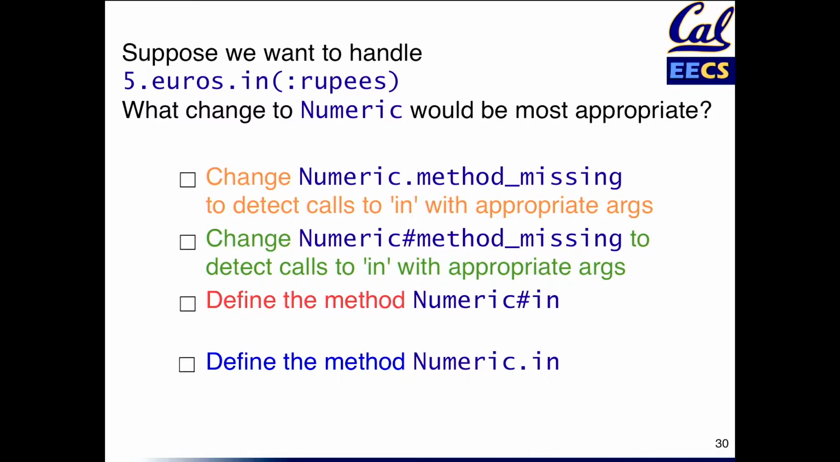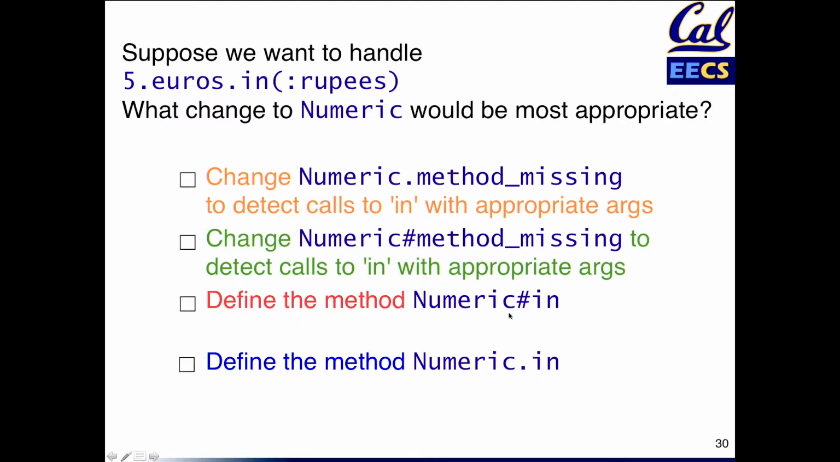One possibility is we could change numeric method missing, and we could detect calls to in and take a look at the arguments. That would be one way. So that's Numeric.method_missing, the class method. Or we could change the instance method, Numeric#method_missing, to do that same thing. We could define a new method called in as an instance method of Numeric.